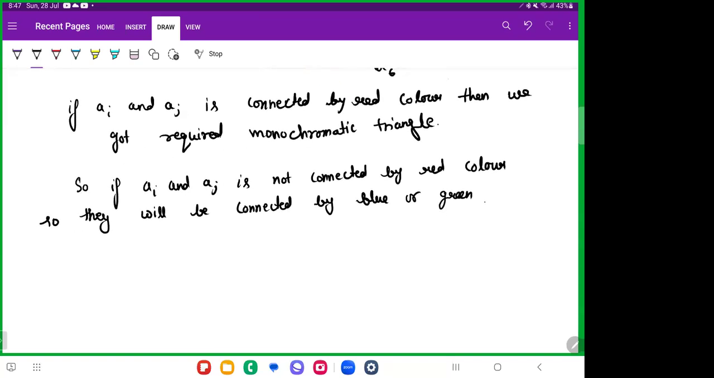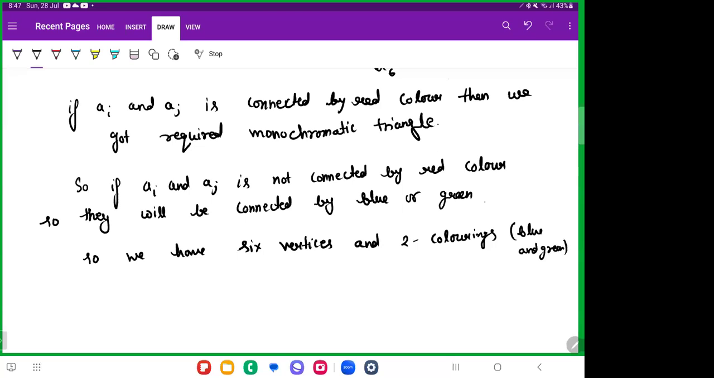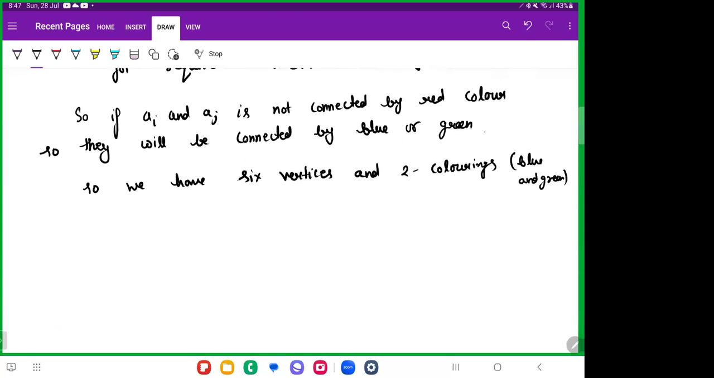So what we have is six vertices and two colorings, blue and green, right? So now we have this case: six vertices and two colorings, namely blue and green.